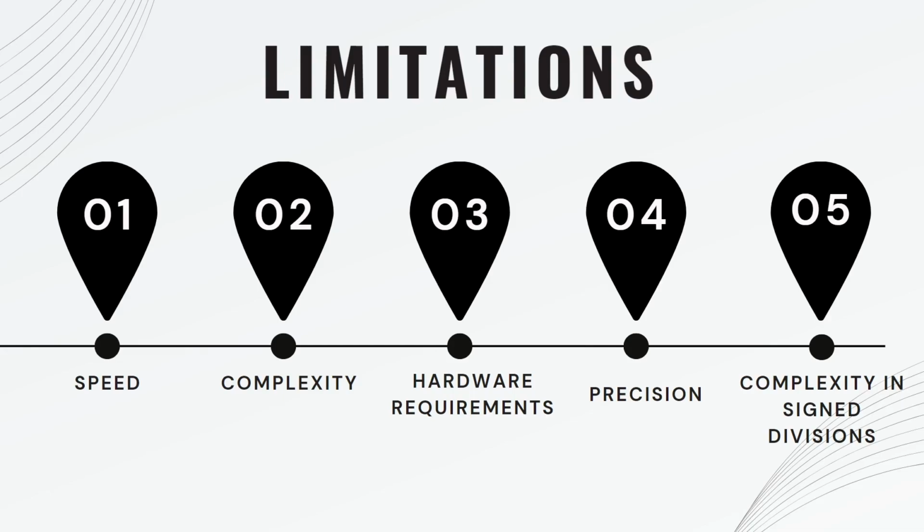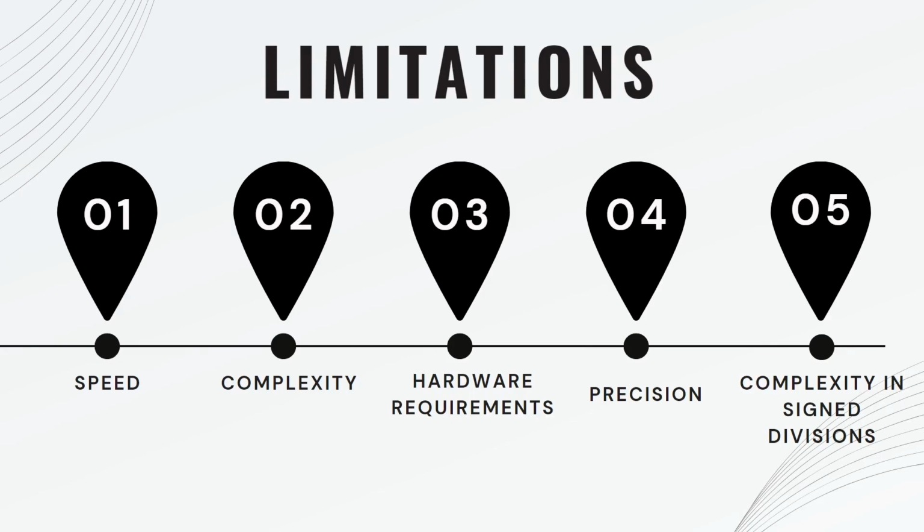Hardware requirements. The restoring method may require additional hardware resources to perform the necessary shifting and subtraction operations. This can make it less suitable for certain embedded systems or applications with limited hardware capabilities. And the last one, complexity in signed division. The restoring method becomes more complex when dealing with signed division, where both the dividend and the divisor can be negative. Additional steps are required to handle the sign of the result and perform the necessary sign adjustment.